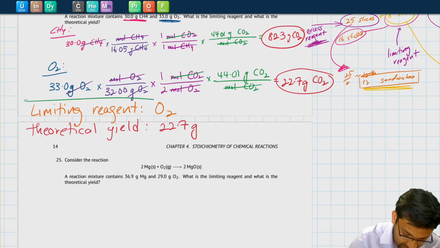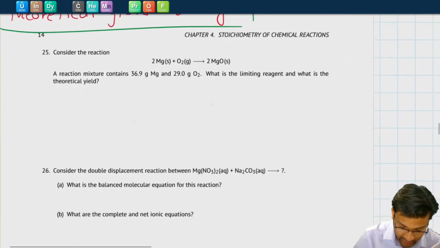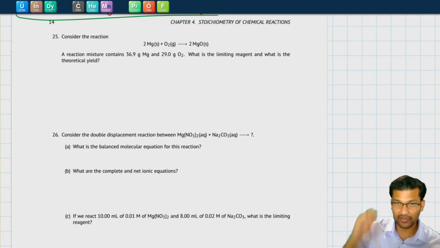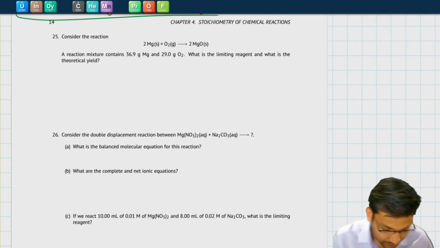So there we have it, the theoretical yield and limiting reagent calculation. Now that you have some practice with that, try numbers 25 and 26 on your own. Pause the video, try them out, and when you unpause, I'll work them out with you.